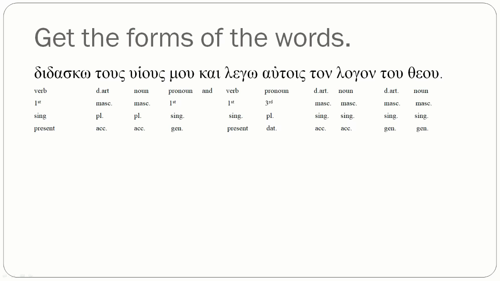Then kai, and. Lego is a verb. It is an unchanged stem. The ending shows that it is first-person singular. And because it's unchanged, it's a present tense. Autois is the pronoun. It's a third-person pronoun. The ending indicates that it is dative and plural. Then ton logon, those two go together, article and noun. The endings both are masculine, singular, and accusative. Tu theu likewise are associated with each other, definite article and noun. Those forms are masculine, singular, and genitive.